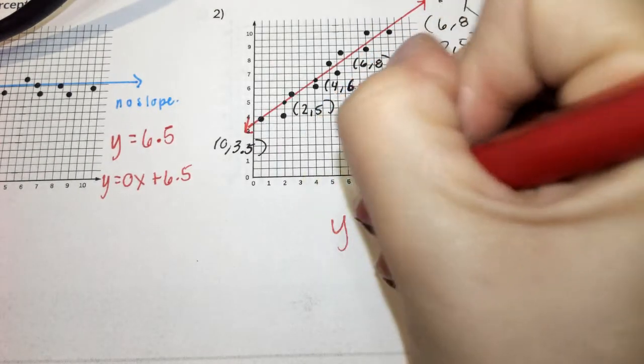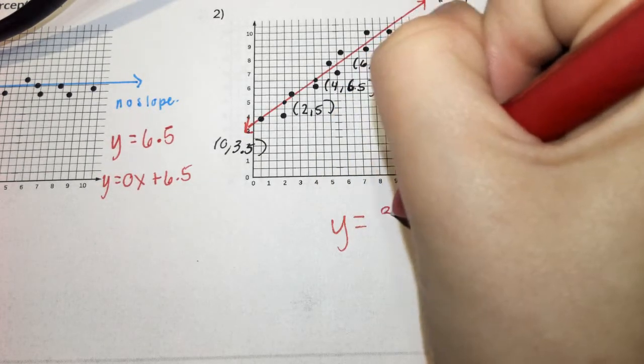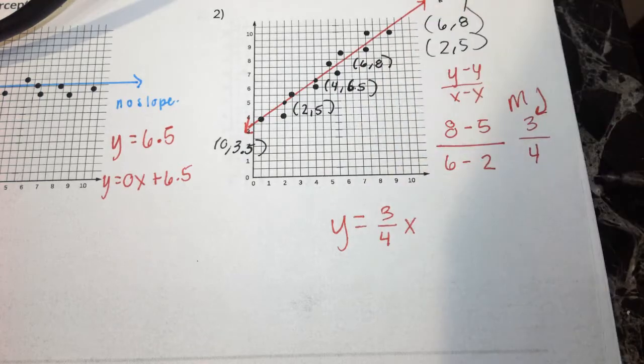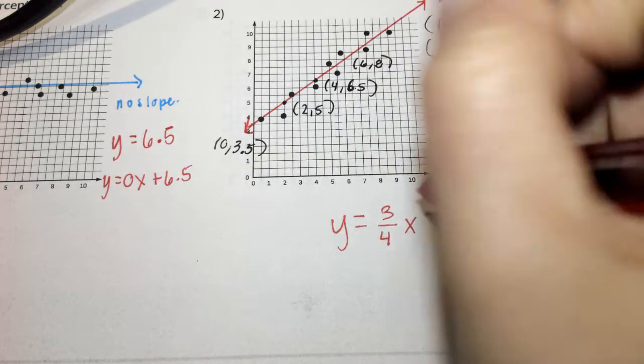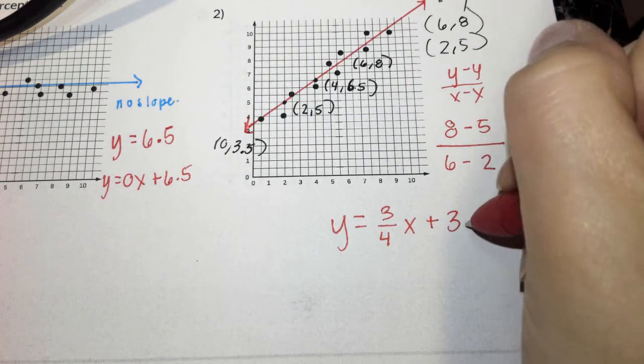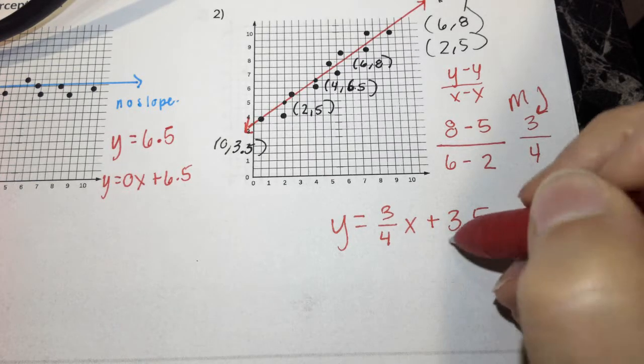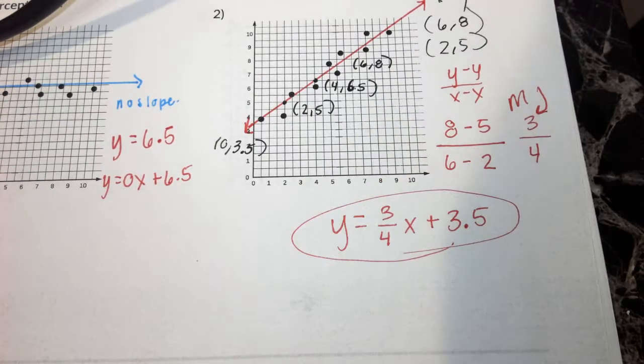Hopefully you've done it. y equals mx plus b, where m is 3/4, so 3/4 x. That's positive, there's no need to put a negative there. Your intercept is positive, so plus, and then your intercept is 3.5 or 7/2, whatever you would like to put for that. But that is how you're going to find the equation of a line of best fit.